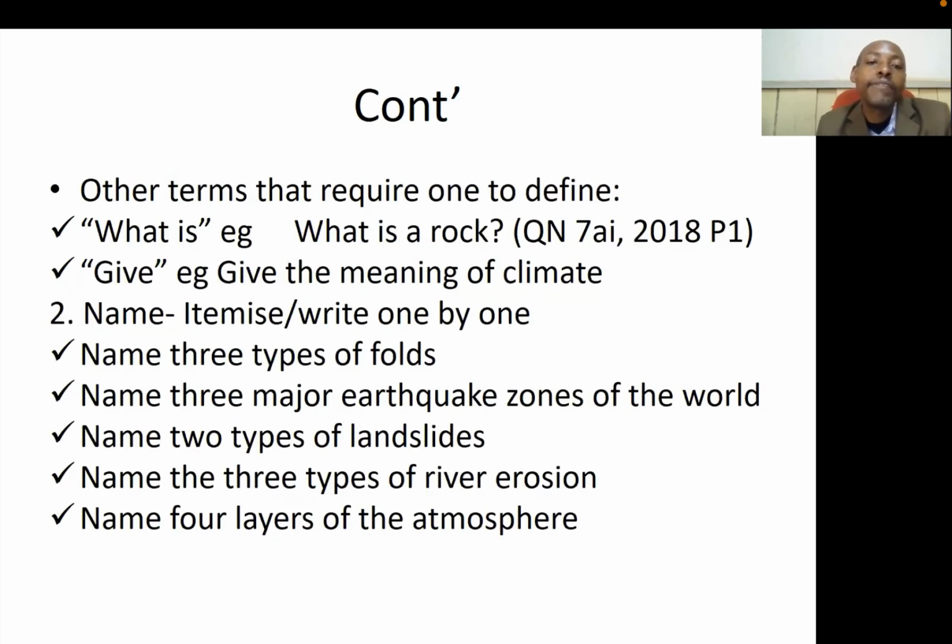Other terms that require one to define are "what is." For example, in question 7A, Roman 1, 2018, paper 1, what is a rock?